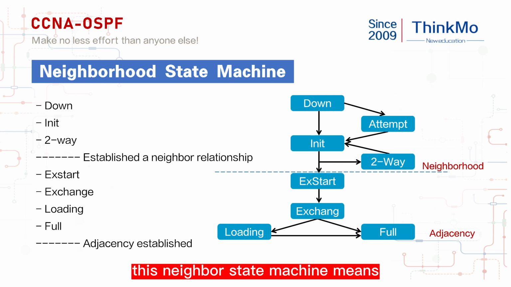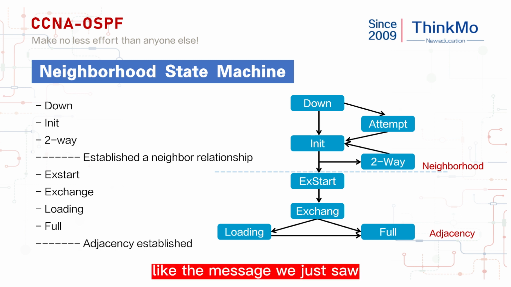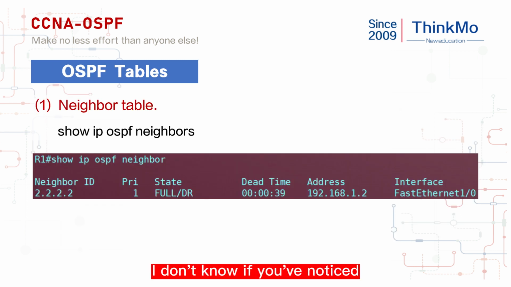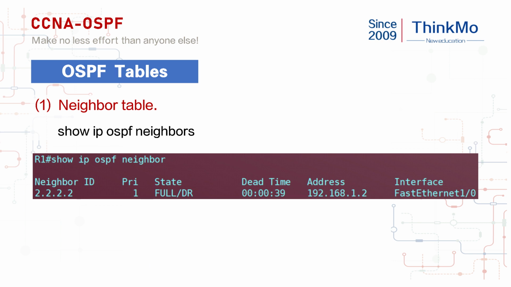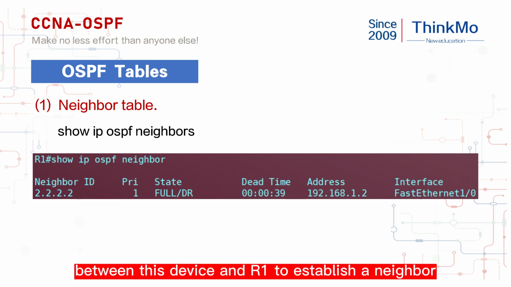This neighbor state machine means the device sees the status of neighbors on its own device. Like the message we just saw, I don't know if you've noticed, this is the state of the neighbor. This is the state of the interface. This full is. R1 is on this device. 2.2.2.2 is the interface between this device and R1 to establish a neighbor.